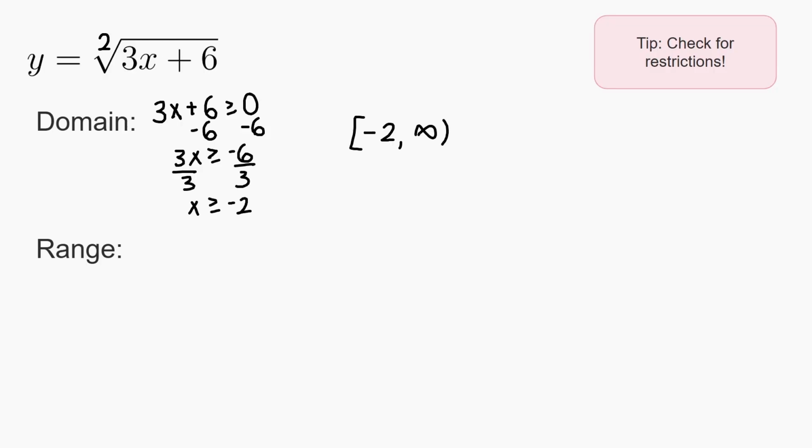Now, let's take a look at the range. The range for this square root function is going to be anything that's 0 and greater. Why is that? Because the definition of a square root is that the radical symbol is designed to output only the non-negative value. So, because of that, we know that our range is 0 to infinity. For example, the square root of 9 would be 3. Even though negative 3 squared is also 9, when we do the square root, it's only going to output the non-negative value.